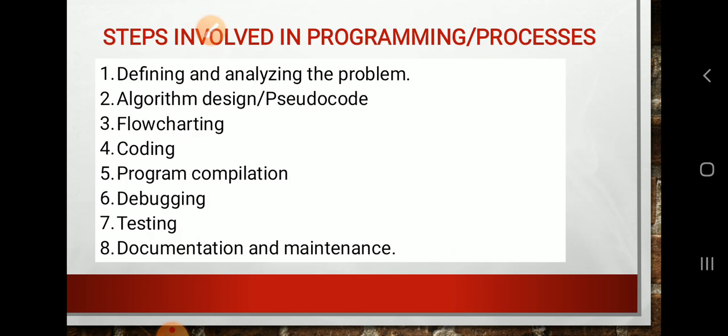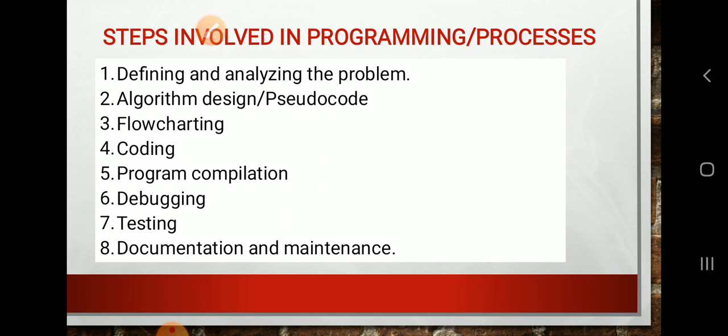We'll now look at the steps involved in programming or processes of programming. Now the first step is you need to define the problem you have at hand. You have a problem to solve. You need to define and analyze this problem. By defining, we mean you need to get the inputs, the processing, and the outputs that are required for solving that problem. Number 2, come up with the algorithm design and pseudocode.